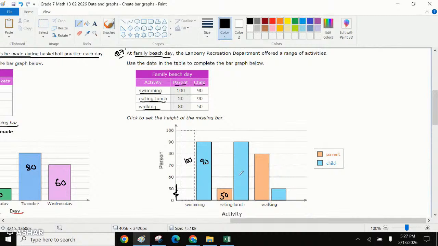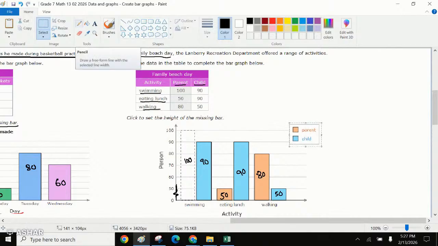Then it's a 90 for eating lunch for children. For walking, parents were 80, and the children who participated for walking were 50. The key is always given to us. The key is very important. The key represents which color represents which answer. For a parent, they're using an orange. Okay, how many parents were there for swimming? There were a total of 100 parents.